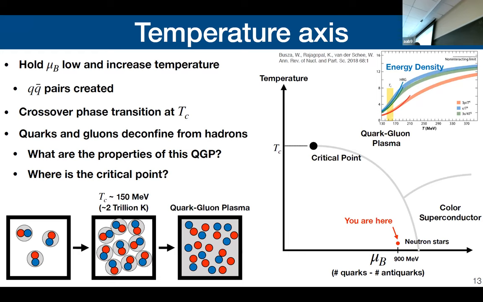So the quarks and anti-quarks and the gluons are kind of floating around, and they don't belong to a specific hadron. So we can ask, what are the properties of this quark-gluon plasma? And also, because there was a phase transition over here, but there's not a first order phase transition over there, that implies that there's a critical point somewhere. And we can say, where's that critical point?